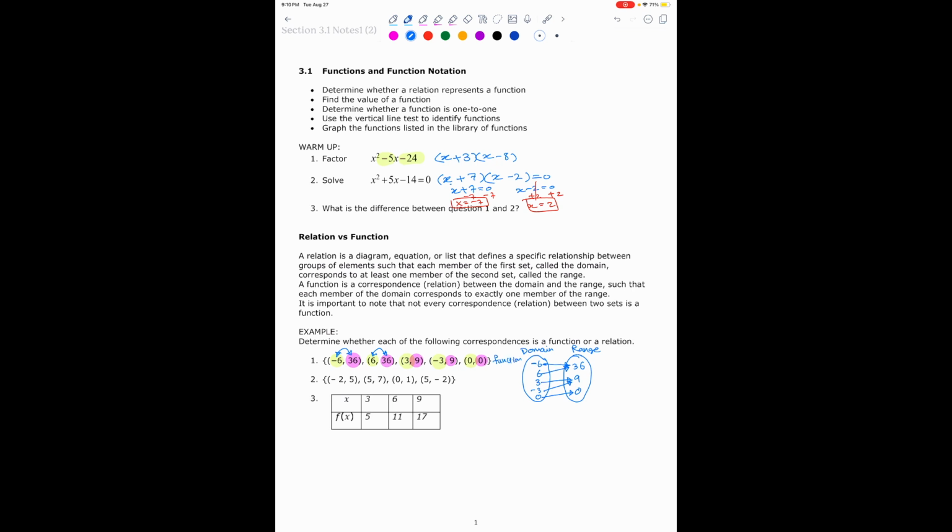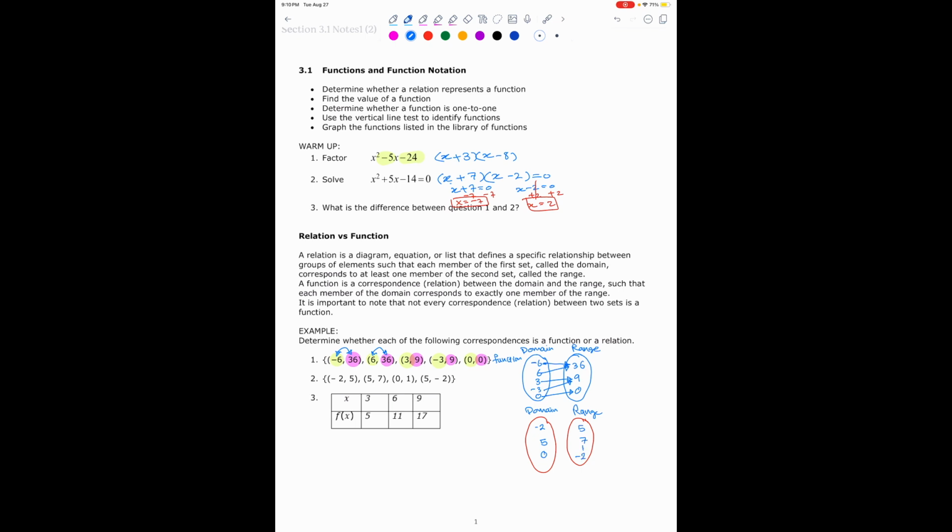Let's try the second correspondence. I'm going to change the color here, and I hope you have the main idea here so I don't have to explain again. So I will put the x's or the domain in the first set, and the range or the y values in the second set. I have -2 in the domain, I have 5, I have 0. I'm not going to repeat the 5 again. In the range, I have 5, I have 7, I have 1, I have -2.